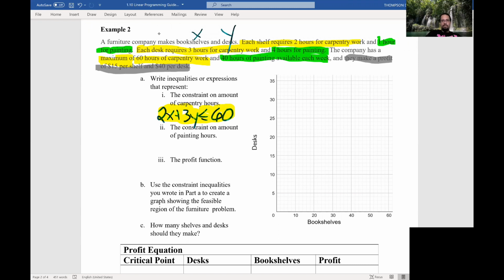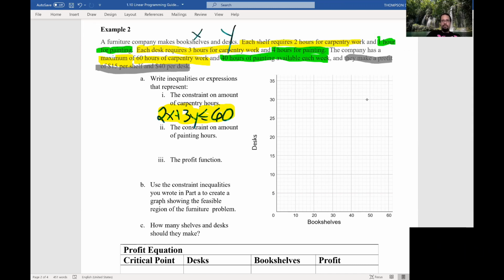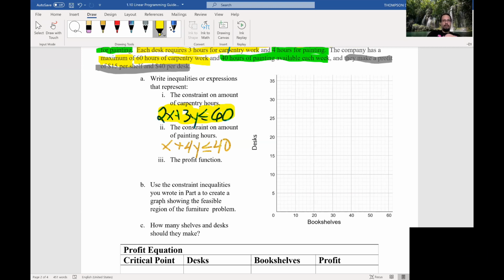Then we have the constraint on the amount of painting hours. We'll do that in gold. So we have, higher up in the problem, 1 hour for painting for the bookshelf, so that'll be X plus 4 hours for the desk, so 4Y is less than or equal to 40. We'll highlight that in green.